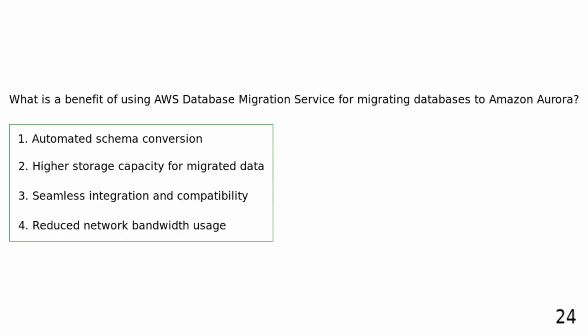What is a benefit of using AWS Database Migration Service for migrating databases to Amazon Aurora? Automated schema conversion. Higher storage capacity for migrated data. Seamless integration and compatibility. Reduced network bandwidth usage.